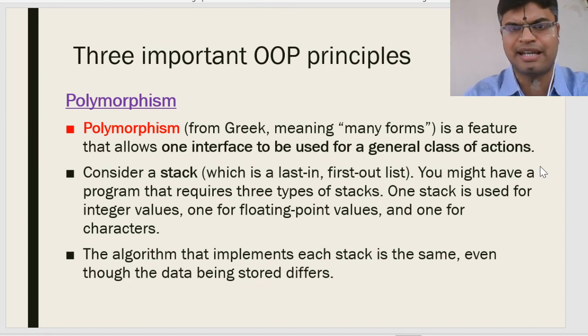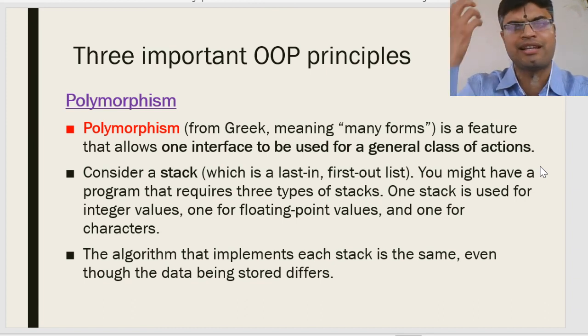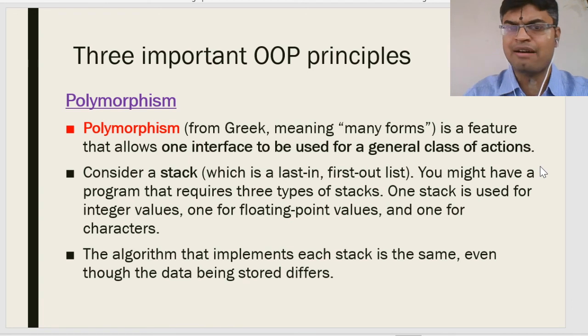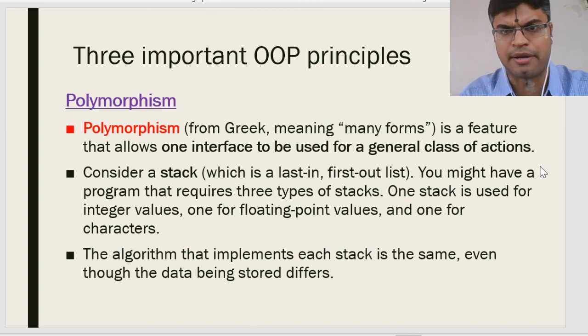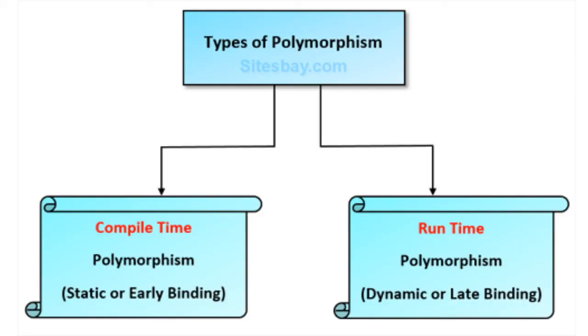So on the slide you can see a simple example: consider a stack. You might have a program that requires three types of stacks, one stack for integer, one for floating, one for string, and so on. So many different forms of stack you might require, right? So this is a simple example of what polymorphism basically means, guys. These are the two types of polymorphism.